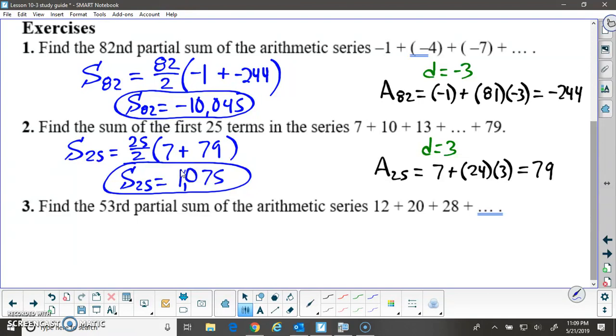I guess I didn't even pay attention. It looks like it showed us the nth term right there, so I guess I should have paid a little bit more attention, huh? All right, number 3 says find the 53rd partial sum of the arithmetic series.